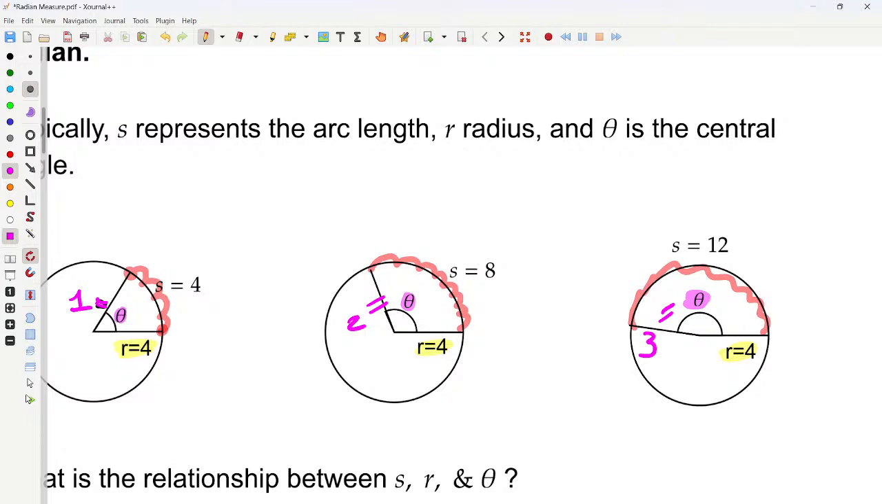Radius times theta equals arc length. 4 times 3 is 12. 4 times 2 is 8. 4 times 1 is 4. Bingo.